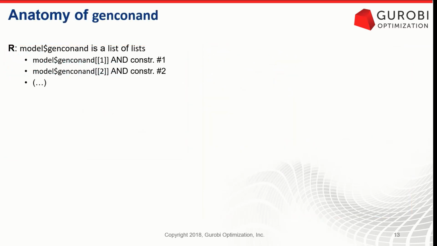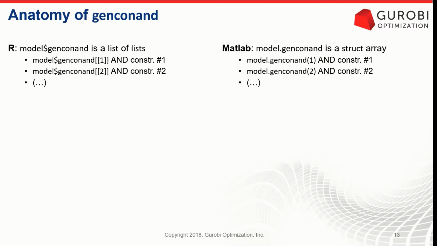I think now is a good time to look more formally at the data structures we use to define these logical constraints. And we will do this for the AND constraint. So in R, you define AND constraints as a list of lists that you store in your model list. The first entry of the genconand list, well, it's just the first general constraint AND. The second one, well, it's the second AND constraint. For MATLAB, as we've seen before, we don't have a list but a struct, or more precisely, we have a struct array. The first entry in this array will define the first AND constraint, and the second one, the second AND constraint.